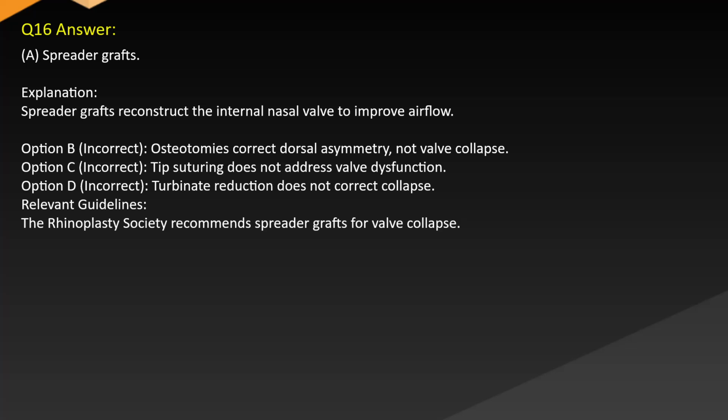Answer: A. Spreader grafts. Explanation: spreader grafts reconstruct the internal nasal valve to improve airflow. Option B incorrect. Osteotomies correct dorsal asymmetry, not valve collapse. Option C incorrect. Tip suturing does not address valve dysfunction. Option D incorrect. Turbinate reduction does not correct collapse. Relevant guidelines: the Rhinoplasty Society recommends spreader grafts for valve collapse.